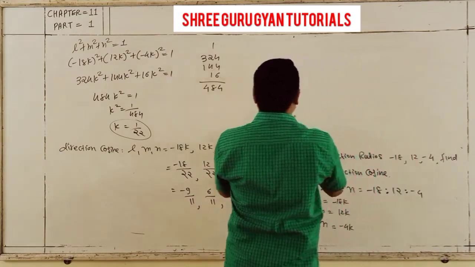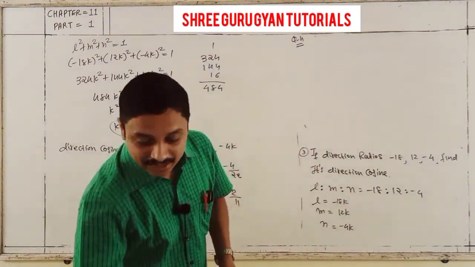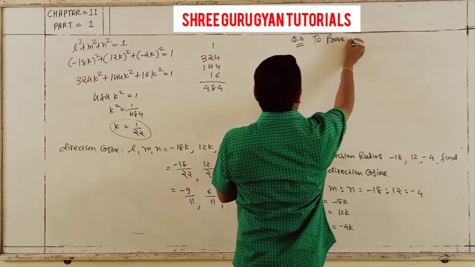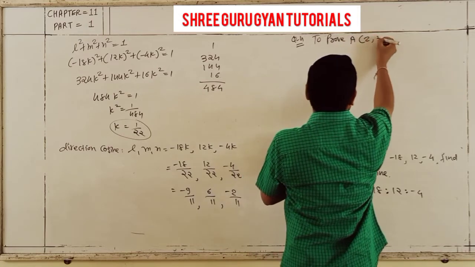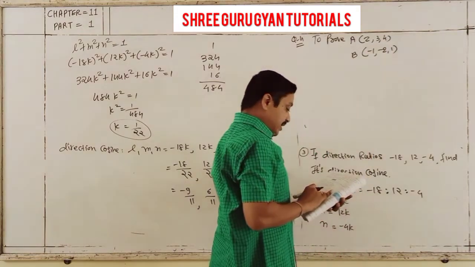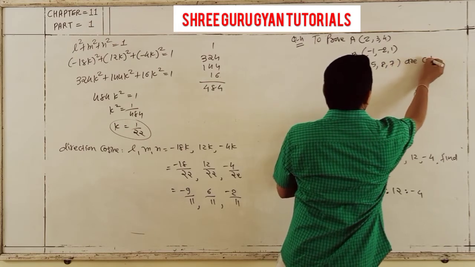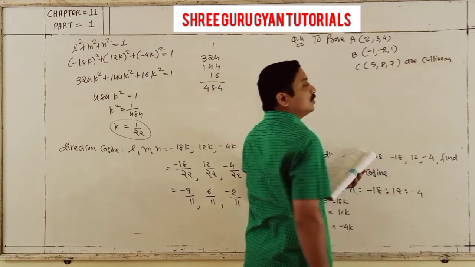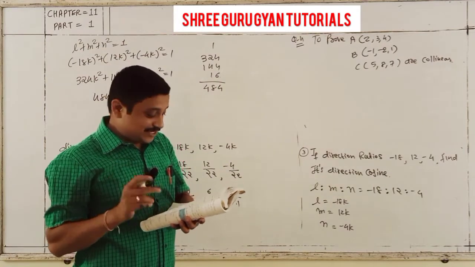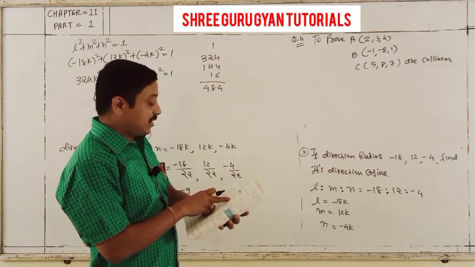Question number 4. Prove that the given vertices are collinear. In collinear questions, students, we are given to prove that A (2, 3, 4), B (minus 1, minus 2, 1) and C (5, 8, 7) are collinear. And students, you know the collinear definition: directions are either in the same direction or in the opposite. One more time check: 2 3 4, minus 1 minus 2 1 and last 5 8 7.